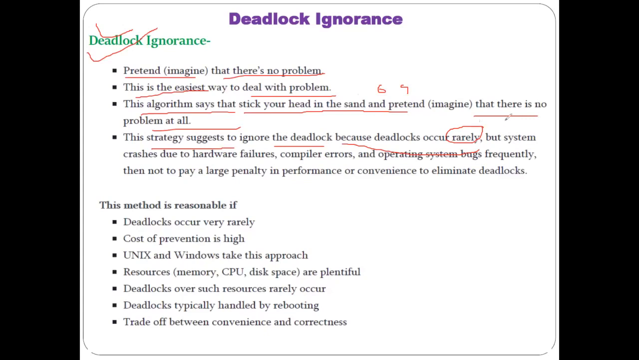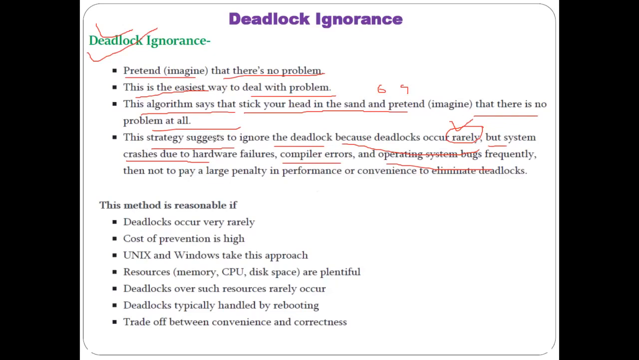One out of 100 times or one out of 1000 times. Understood? So this strategy suggests to ignore the deadlock because deadlock occurs rarely, but the system crashes because of a number of other reasons like hardware failure, complex errors, operating system bugs, etc. Understood? So this approach says that even if the deadlock occurs, even if your system hangs, there is no need to worry about that. You need not panic about that.